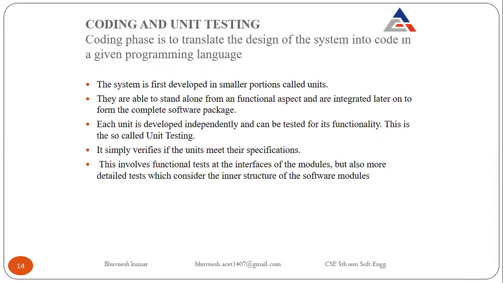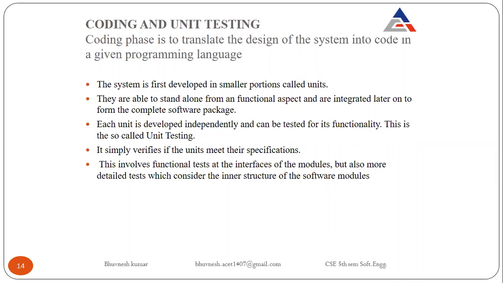The coding phase is to translate your design into code, and coding will be done in a programming language. It can be C, C++, Java, Python; these languages can be used. The next point: the system is first developed in smaller portions called units. Single modules can be developed first, module by module, and these modules are made by code.